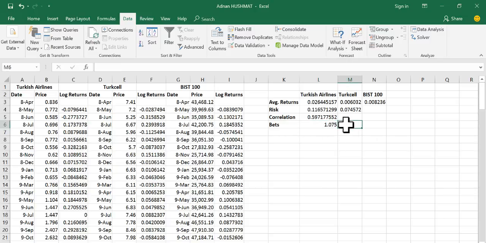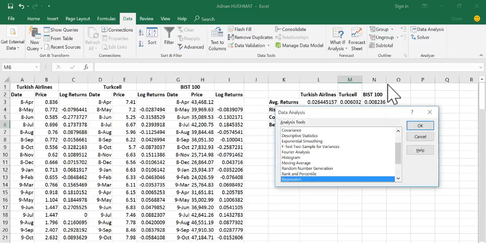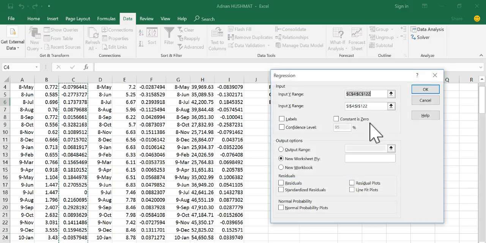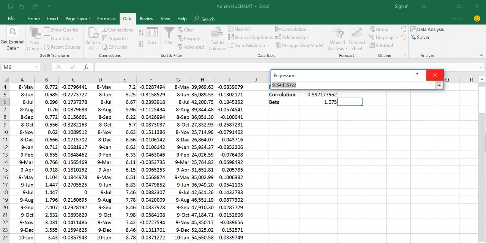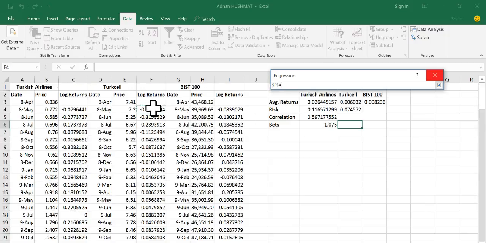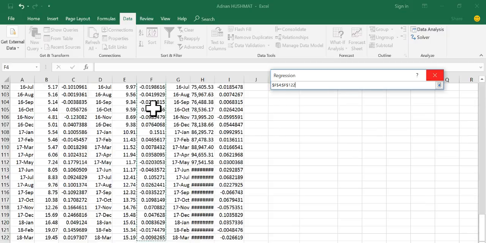Okay, let's calculate the beta for Turkcell. Likewise, the same: you go to Data Analysis, Regression. Again, in the Y range, you change it to the log returns of Turkcell. So I select the log returns here.